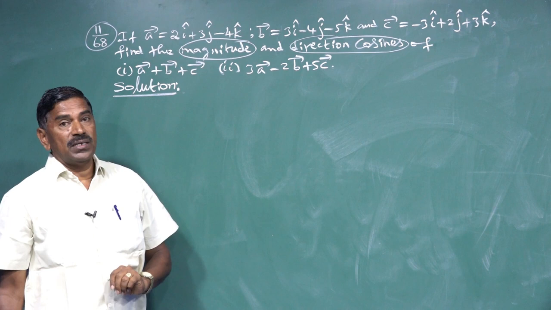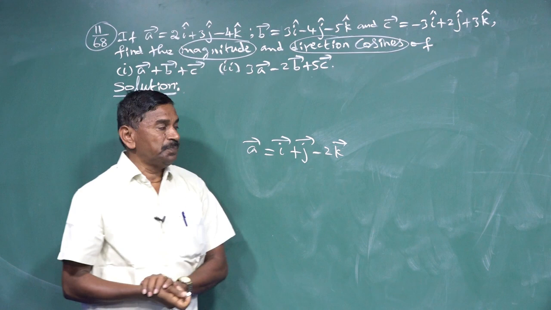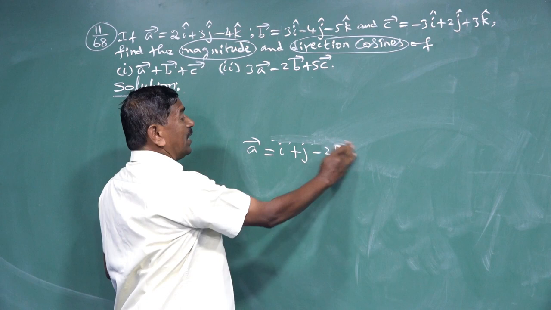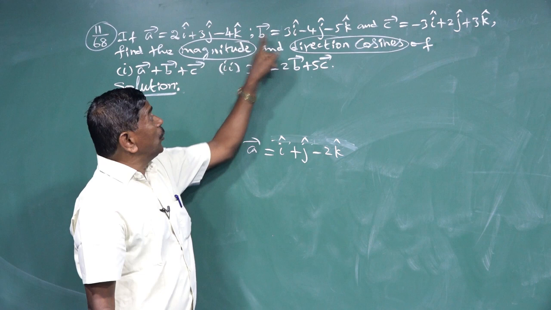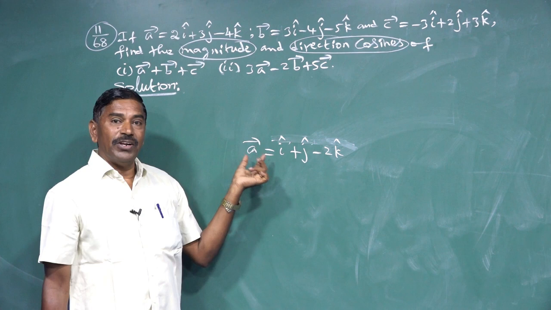Before learning this sum, we need the basics. Suppose, for example, a vector is equal to i cap plus j cap minus 2k cap. Instead of writing the vector sign, one can write cap also, correct, because this cap denotes unit vector. We want to find the magnitude and the direction cosines of a vector. Magnitude is nothing but modulus, that is, magnitude means modulus of a vector.